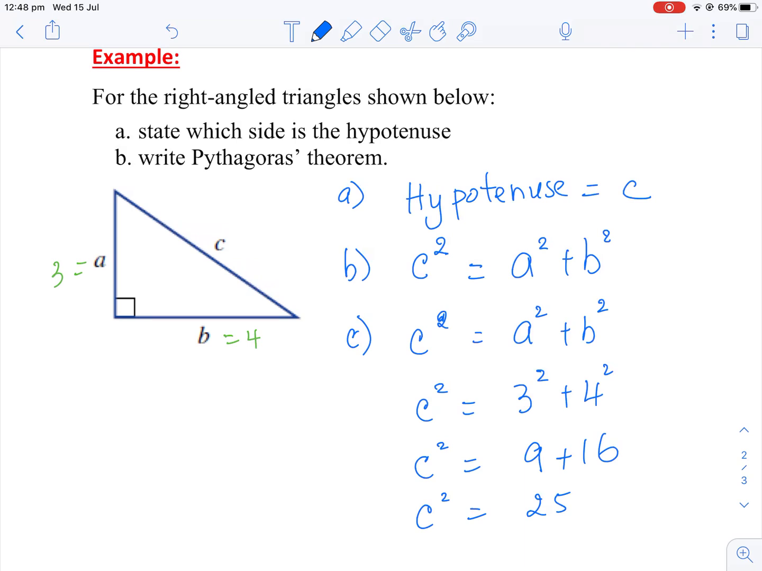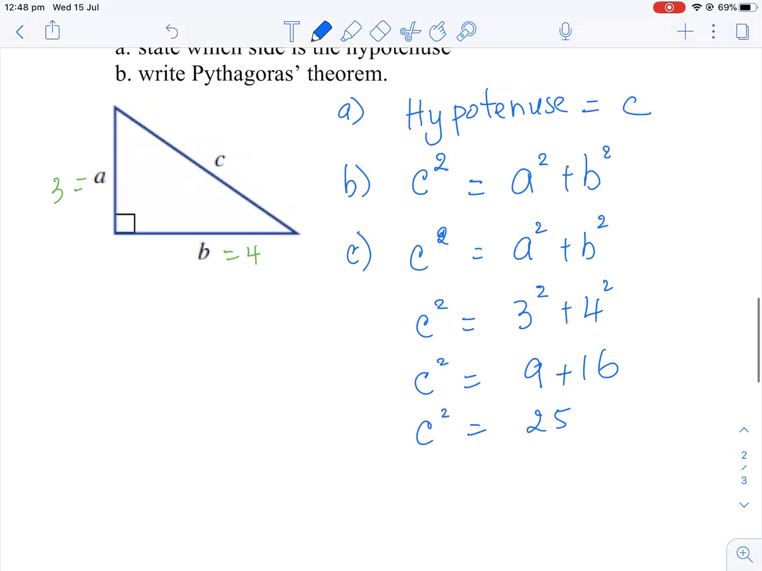But the question is to find the length of the hypotenuse, not the length of the hypotenuse square. So you have to find C instead of C square. And to find C, you have to square root both sides of the equation. The square root of C square is C, and the square root of 25 is 5. There you go.